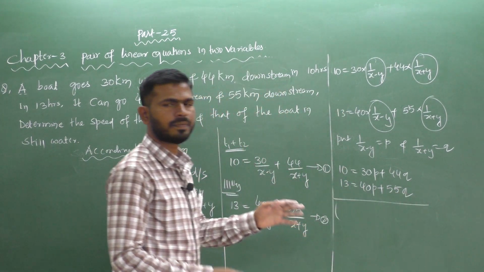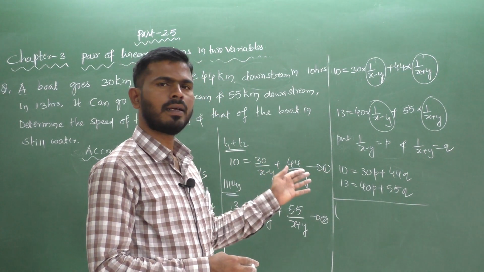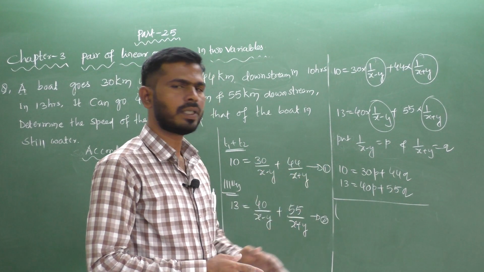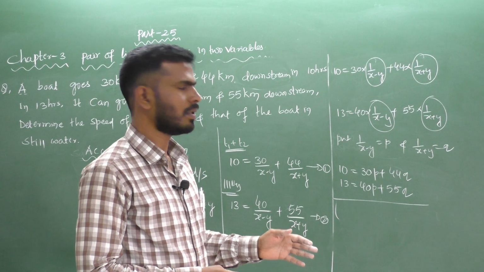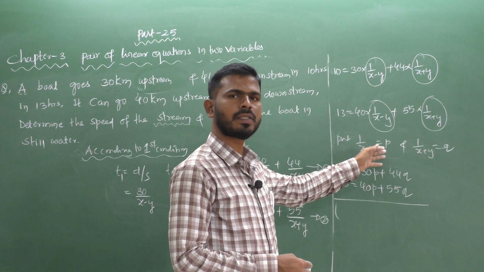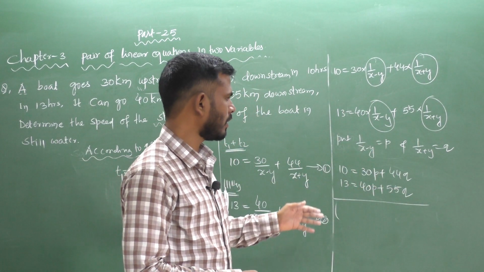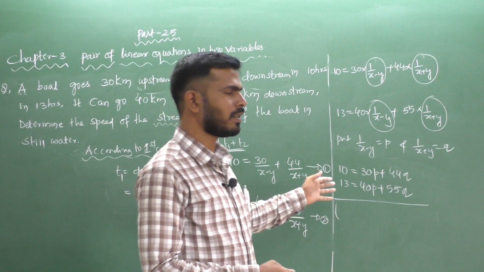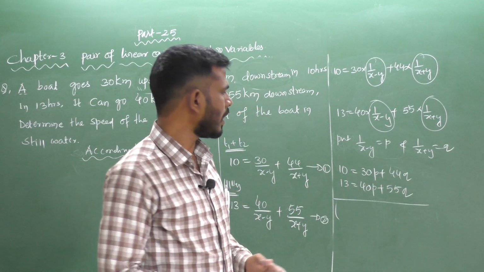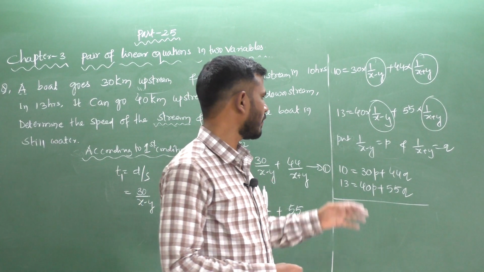Now you have to use the elimination method. Suppose you eliminate the p term or the q term, then we will get p and q. Next, we substitute the p and q values to find the x and y values. So this is the method. Next you have to find the answer yourself and give it in the comment box: what is the answer for x and y?